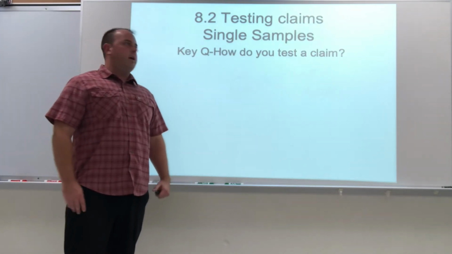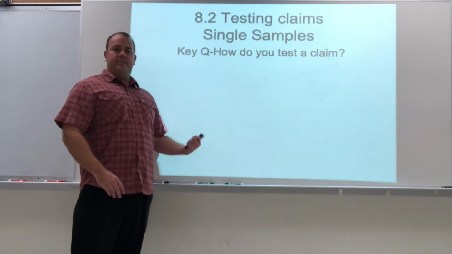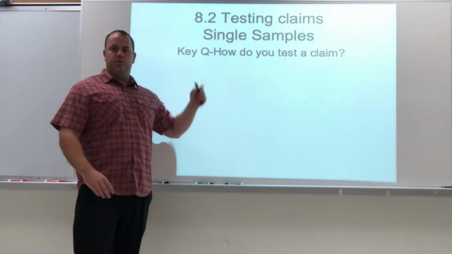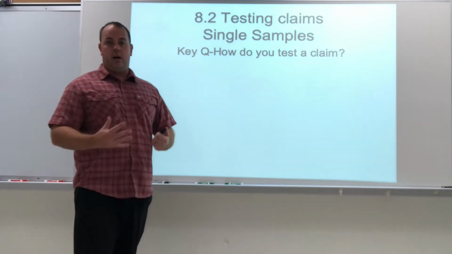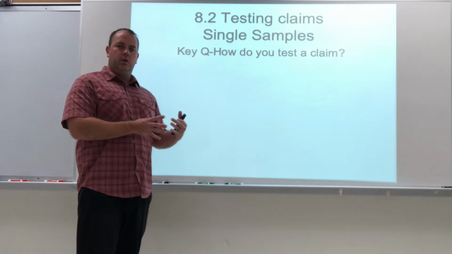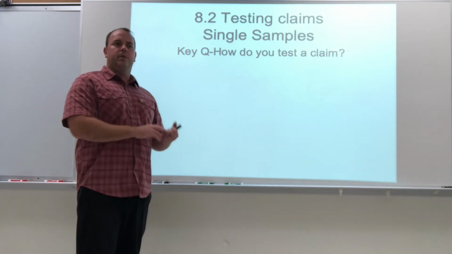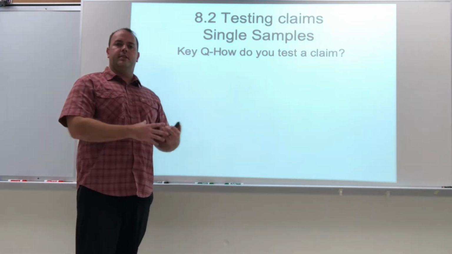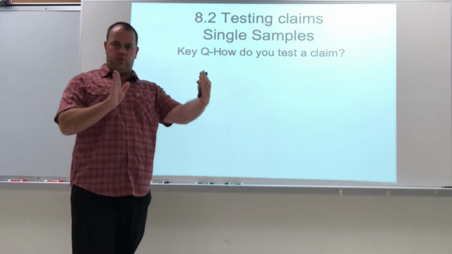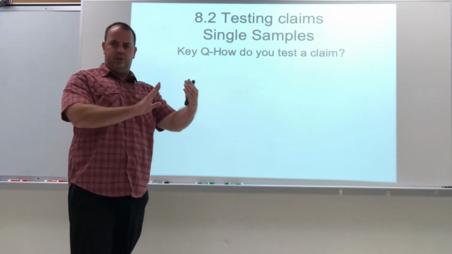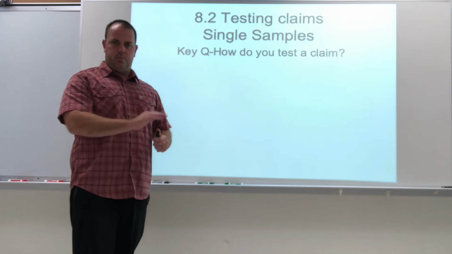Okay, moving on with this chapter, we're going to be looking at testing claims, and we're going to be looking at single samples. The last section, we looked at confidence intervals. We took one sample and generalized it to the population. We used that sample to give us a range of where we think the population average would be, where the population proportion will be.